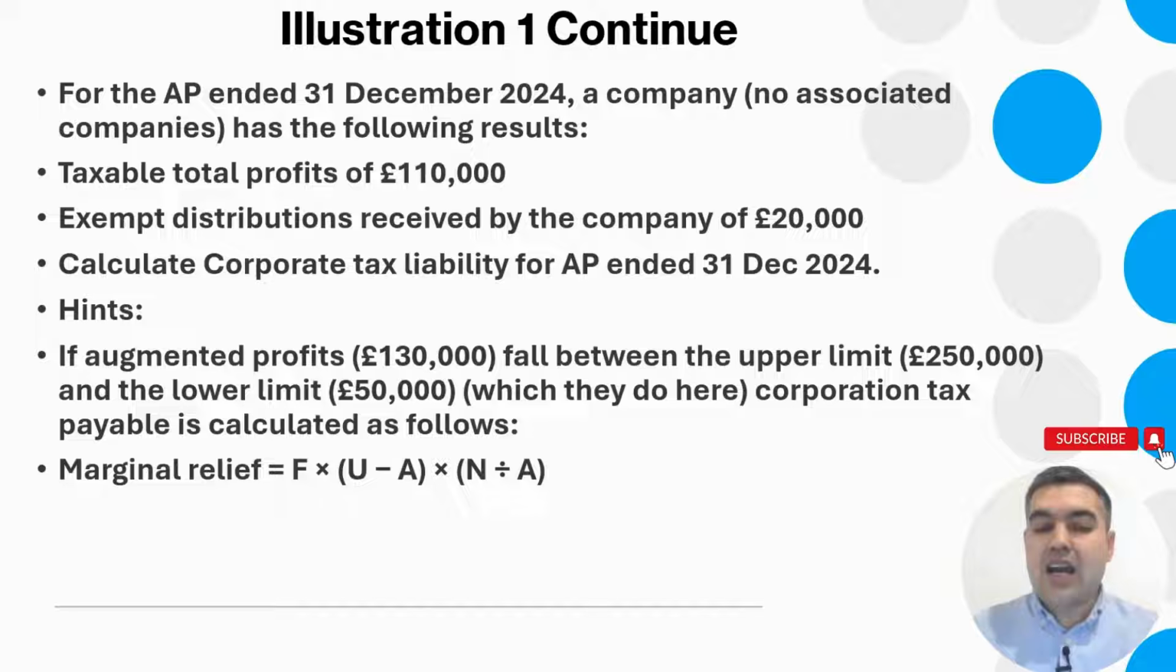So the answer is: if augmented profit, which here in our case is 110,000 plus the 20,000 dividend, falls between the upper limit of 250,000 and the lower limit of 50,000, then in this case the marginal relief will apply. So the marginal relief formula is F multiplied by U minus A multiplied by N divided by A. On the following slide, I will show you how to calculate the marginal relief.